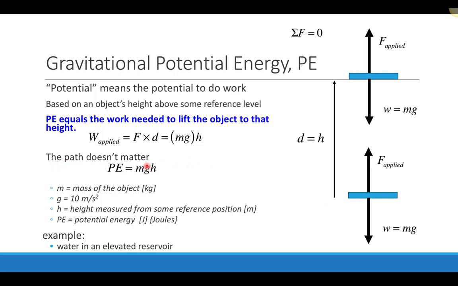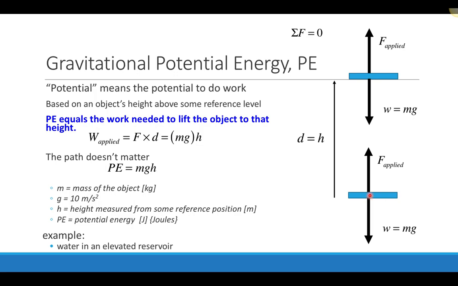The path that we take in lifting this book to get to this height, so we could have taken the book and lifted it straight up, or we could have lifted it and moved it back and forth, and it turns out the amount of work required to lift it is still the same. So for potential energy, the path doesn't matter. It only depends on where the book started, or where the object started.